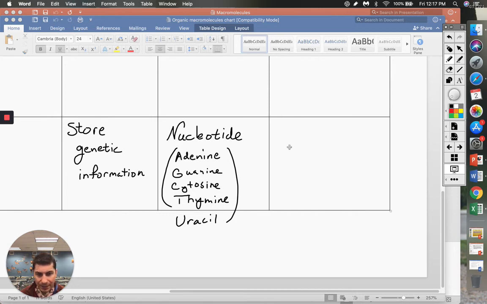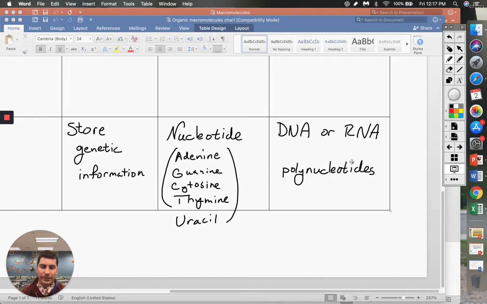And then our polymer, guys, we're just going to say DNA or RNA. In reality, these together are called, you don't have to know this, but it's not in your book, polynucleotides, okay? Just a bunch of nucleotides bonded together. Yeah, that's all DNA and RNA is. So there you go, and that is done, the end of our chart there.